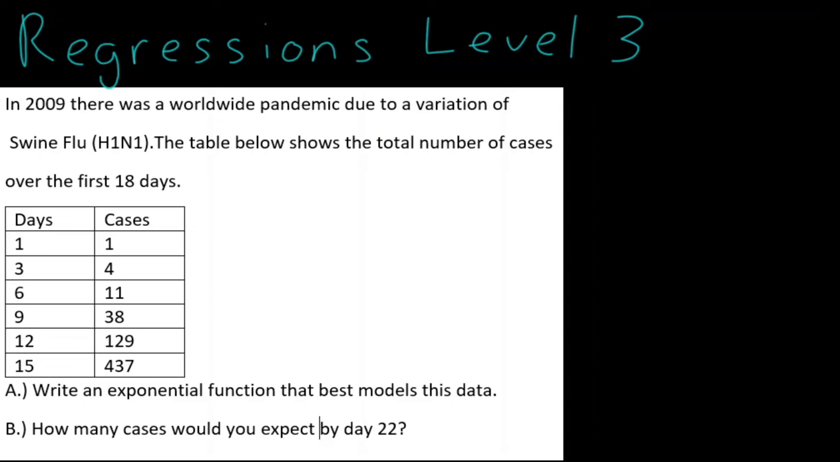And so I want to start with a parallel example. In 2009, there was a worldwide pandemic due to a variation of the swine flu, which has a technical name of H1N1, which sounds a whole lot scarier than swine flu in my opinion. This actually originated in the US, and the table below shows the total number of cases over the first 18 days. There we go. Looking at this, we're going to really simplify things and write them as an exponential function.